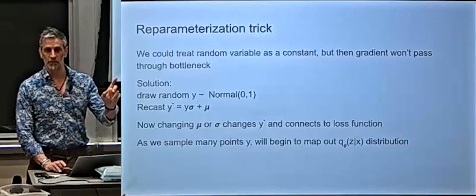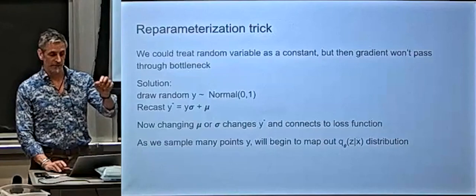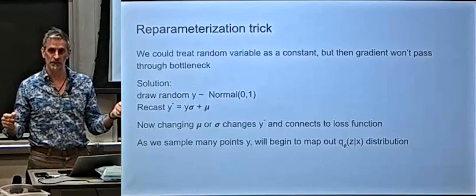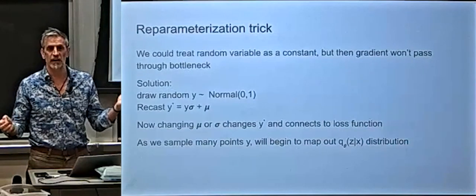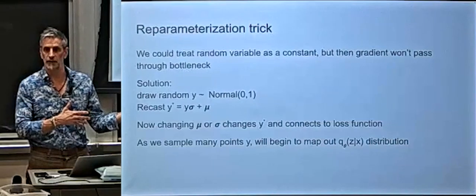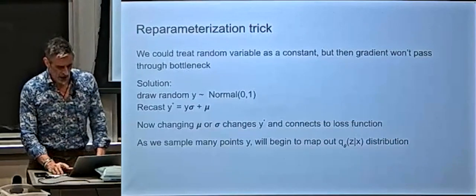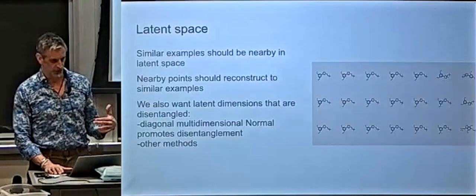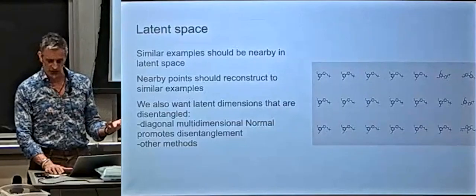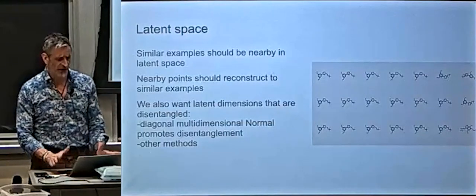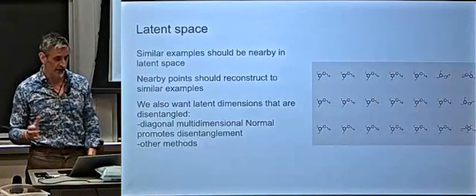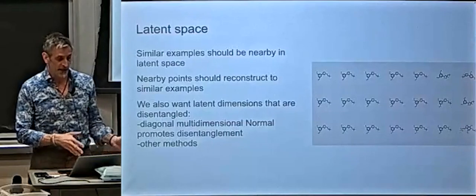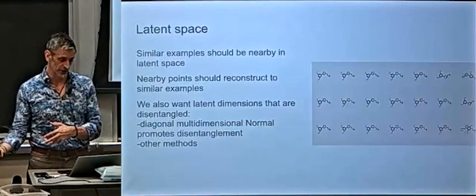And so we have a random number coming into our model, but mu and sigma are getting multiplied by that random number, so it's just a scalar. It's just a scalar in our model, and we can backpropagate through that, right? Okay, so that's kind of the trick. That's what allows these models to work. And then we can start to explore this latent space. Ideally, if we've done it right, similar examples should be nearby in our latent space, and nearby points should reconstruct to similar examples.